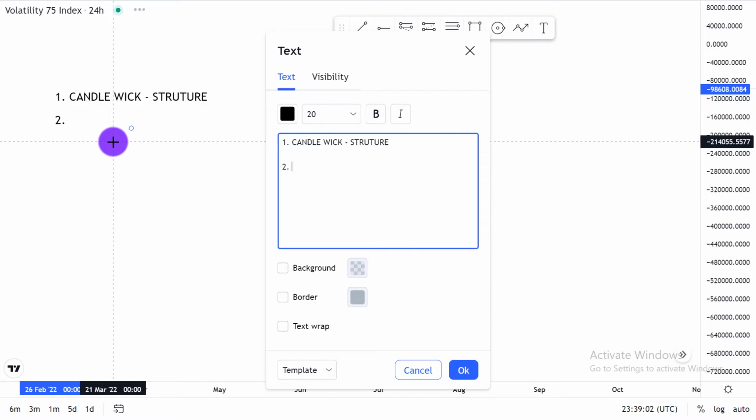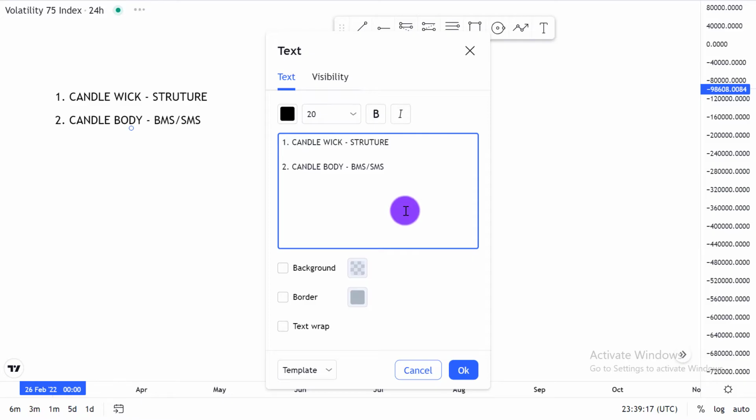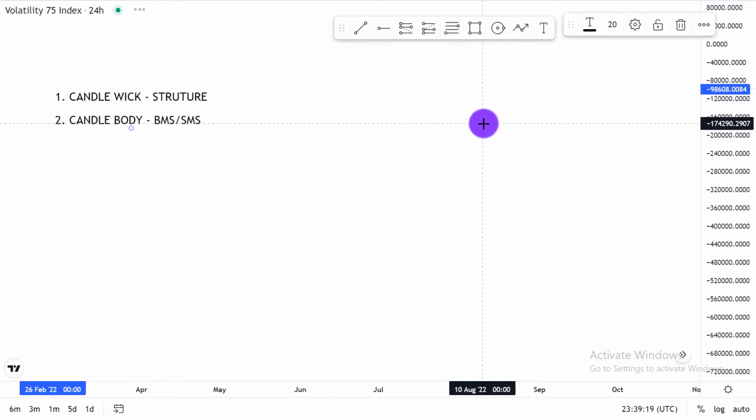Then anytime we want to identify break of market structure or shift of market structure, we are using the candle body itself, candle body, for break of market structure or shift of market structure. Okay guys, so this is what I mean.